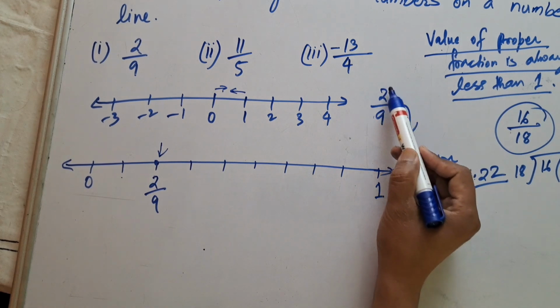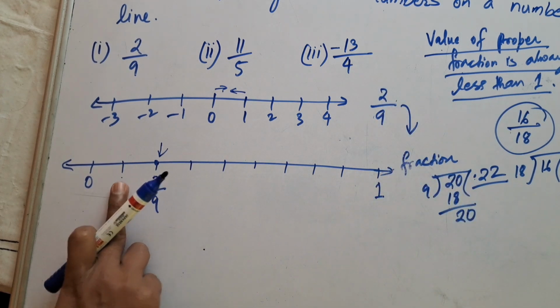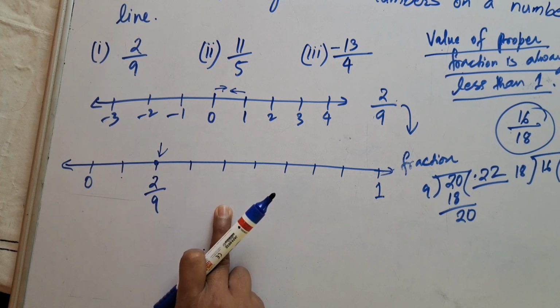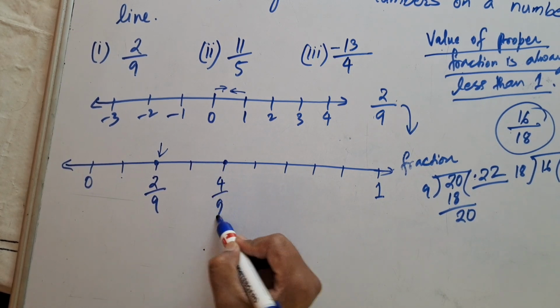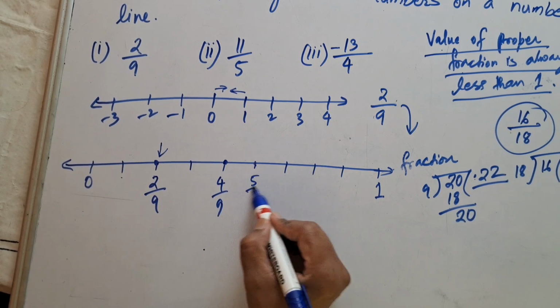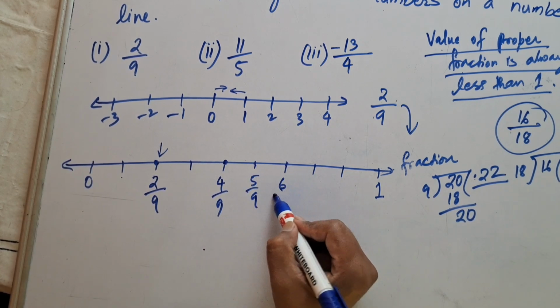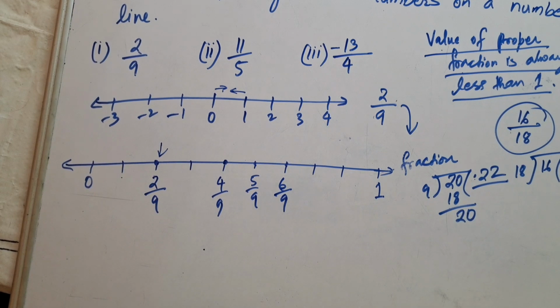If the value was 4 by 9, then we would have chosen 1, 2, 3, 4, 4 by 9, okay. This is 4 by 9, this is 5 by 9, this is 6 by 9, and so on, okay.